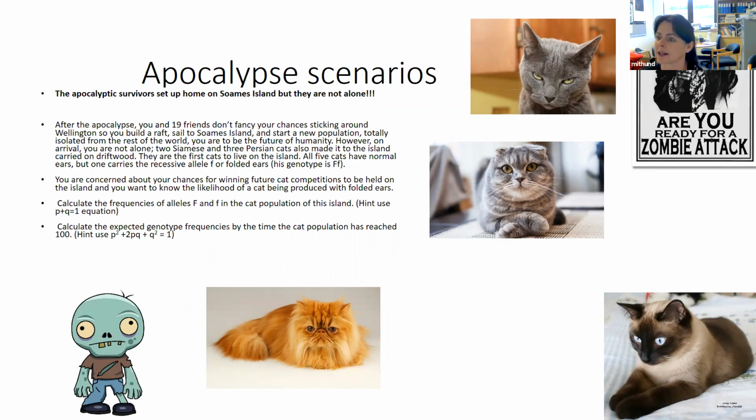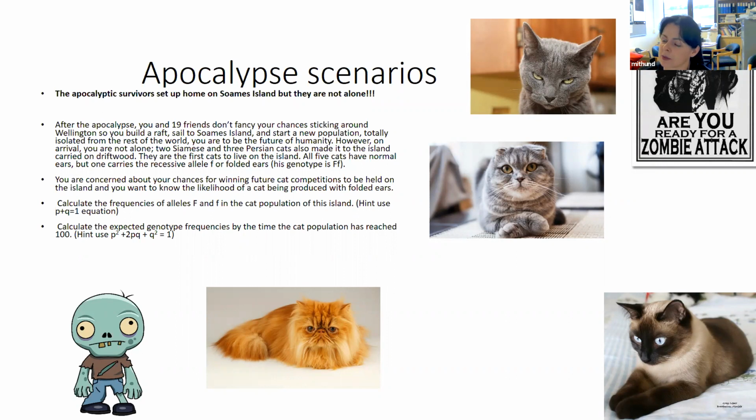And you're totally isolated from the rest of the world, and you're going to be the future of humanity. However, on arrival, you're not alone. There are 2 Siamese and 3 Persian cats that have also made it to the island, and they were carried on driftwood. They are the first cats to live on the island. All 5 cats have normal ears, but one carries the recessive allele for F, for folded ears. His genotype is F, big F, little f.